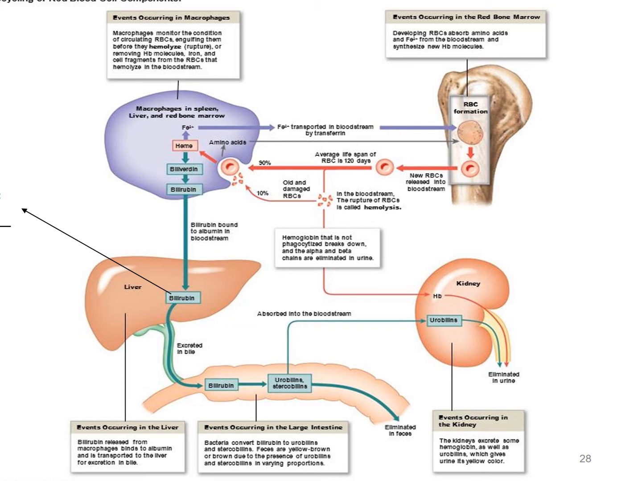So the urobilin is part of the reason why you will have yellow pee, okay? Because the kidneys are going to excrete some of that hemoglobin, but also that urobilin, which is going to give it that yellow color. You can see that within the large intestine, the bacteria convert the bilirubin to urobilin and stercobilin, and you're going to have that color because of the presence of those two things in varying proportions. So the more urobilin, the more yellow it's going to be, the more stercobilin, then the darker brown it's going to be.